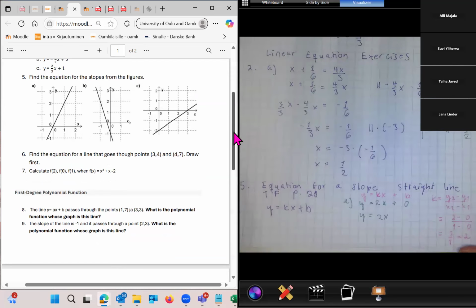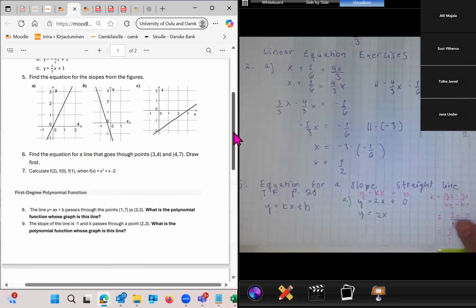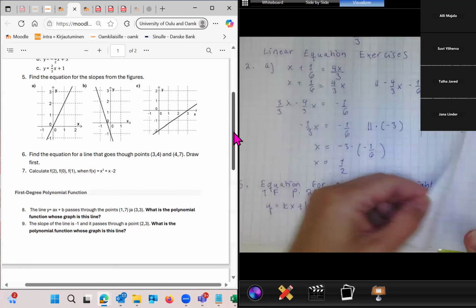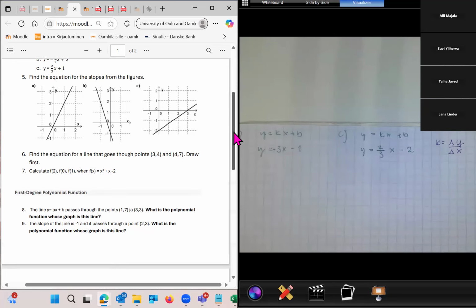Yeah, this is actually what we did last time. It's exercise 5, where we were finding the equation for the slope for the line. What have I written there? Oh, anyhow. And we progress to the C.